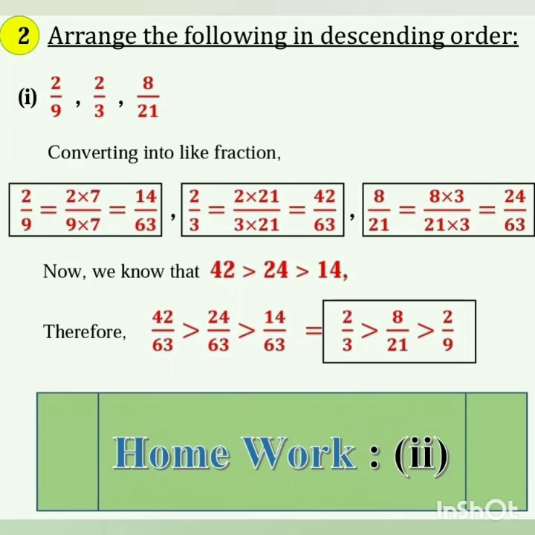Now second sum from exercise 2.1. Here we have to arrange 3 fractions in descending order. Now what do you mean by descending order? Means the fraction which is the biggest will come first, after that the smaller one, and at the very last the smallest one will come. Okay. Now first one 2/9, second one 2/3 and third one is 8/21.